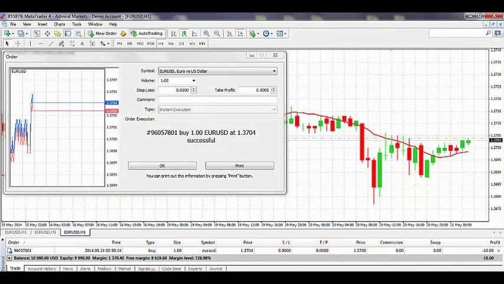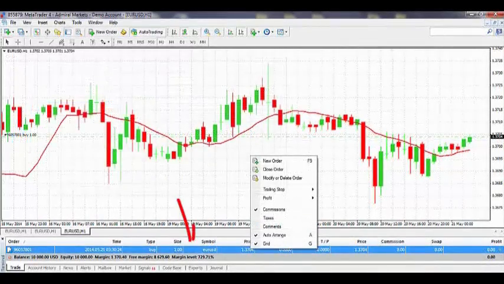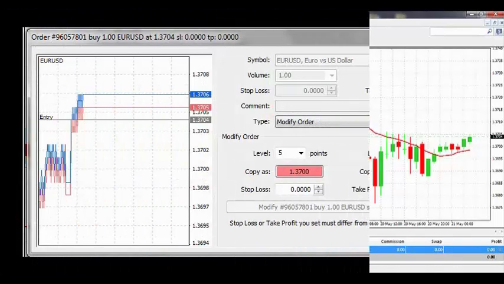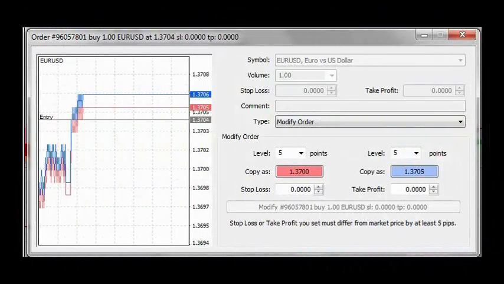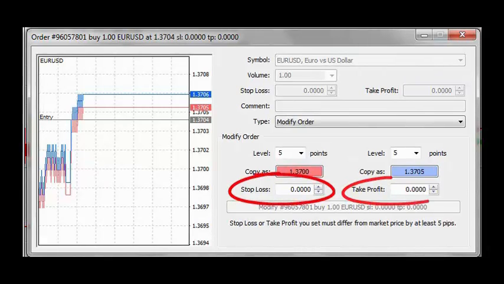So to enter a stop loss for the trade, you first have to select the trade. Right click on the trade. The color of the trade will change to blue, and then click on modify or delete on the drop list. In this case, we don't want to delete the trade, but we're going to modify it by entering a stop loss to protect our investment. And we want to enter a take profit target.